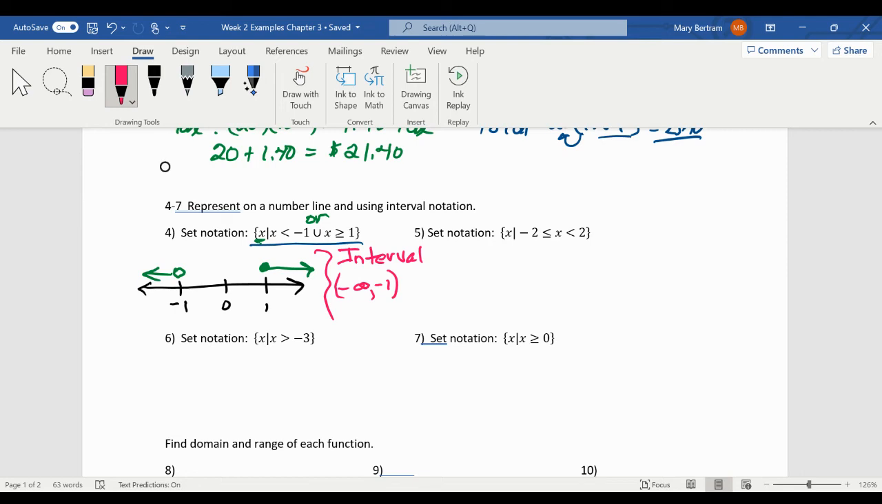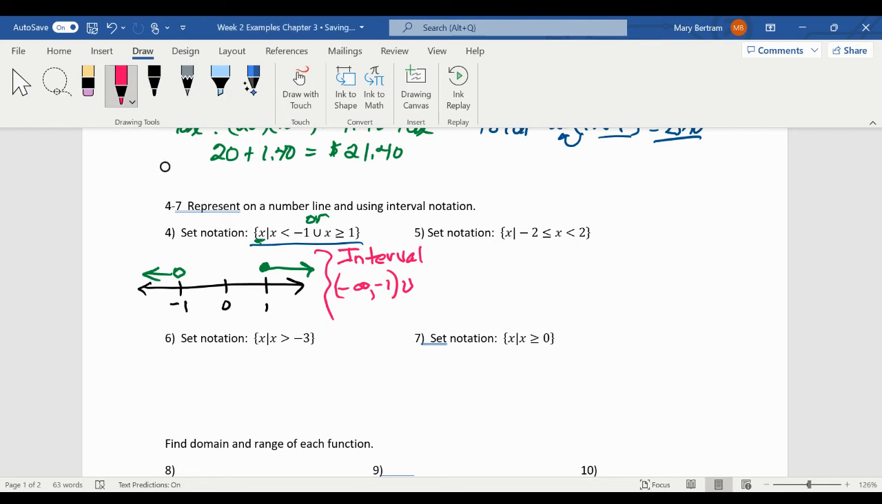So you're only going to put a bracket if it's greater than or equal to, or less than or equal to. So x is less than -1. That means all the numbers from -infinity to -1, but not including -1. Notice I didn't put a bracket. And then you still put that union symbol.